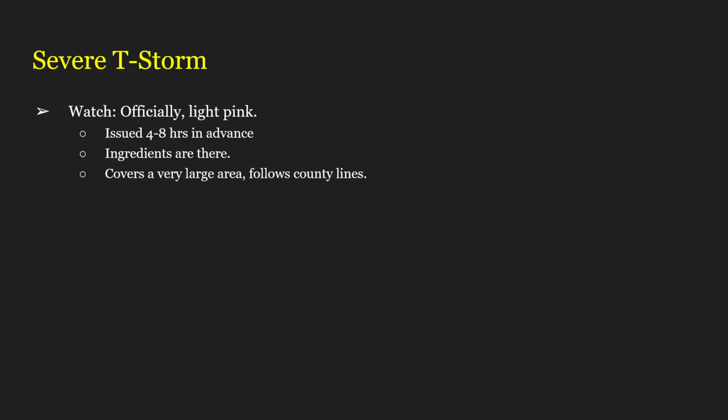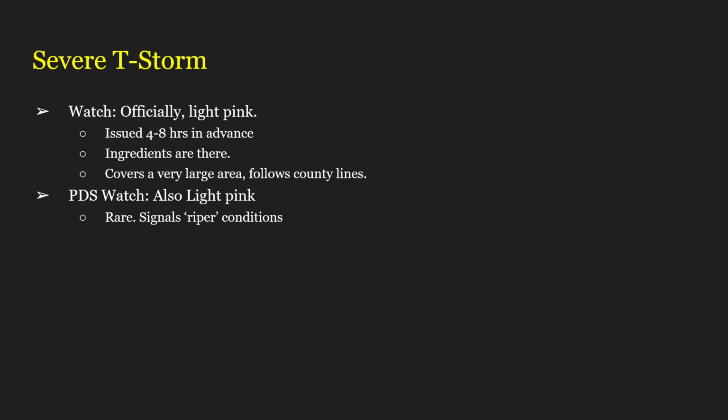But these generally are issued around 4 to 8 hours in advance, and so they are forecasted to last. So a severe thunderstorm watch usually lasts for that 4 to 8 hours. A severe storm watch is simply saying that the ingredients are there for storms to form. You do not need to take immediate action. You are fine for now. Severe thunderstorm watches cover a quite large area and follow county boundaries, county lines.